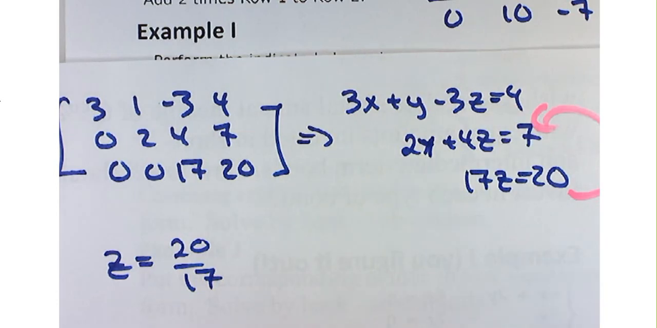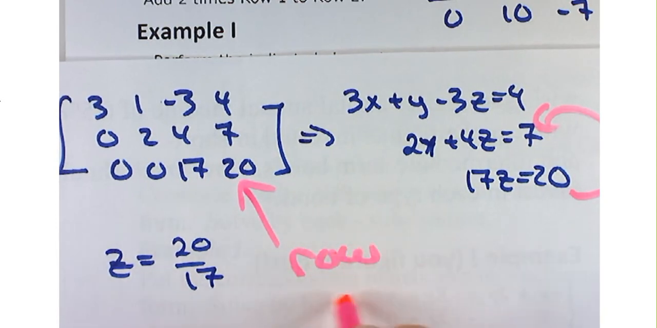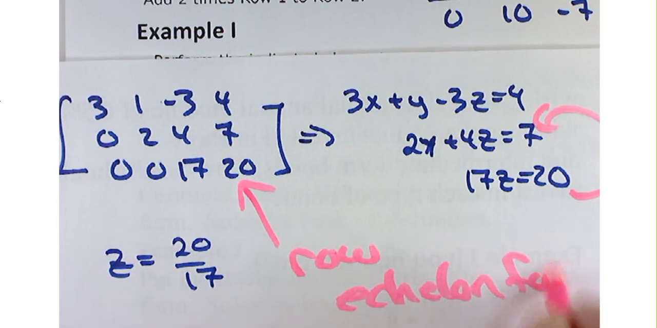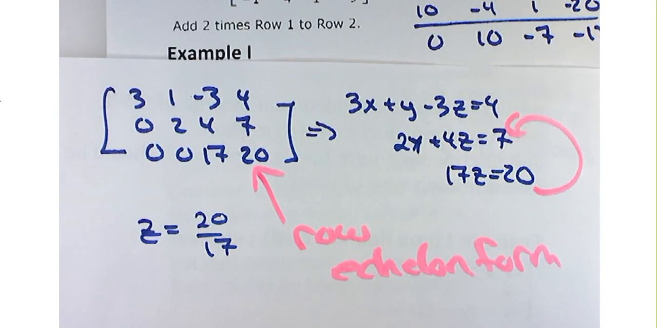So it's great when you get it in this row echelon form. And that's something that I might ask you to do next week, is get it in that form. Show me the operations it takes to get it in that form. And I'd give you something simpler than this.